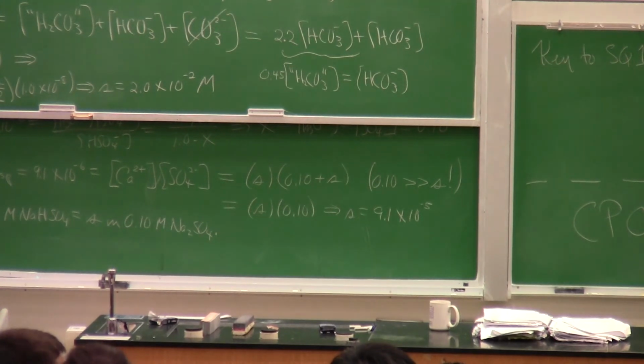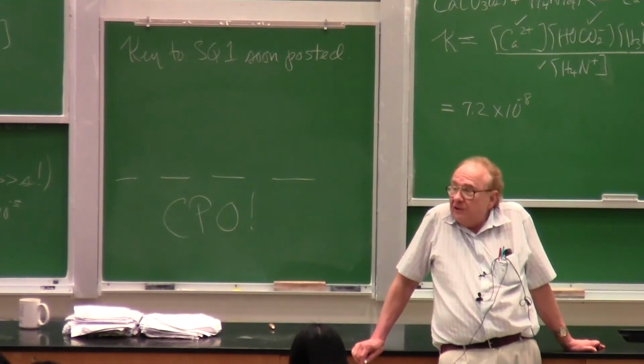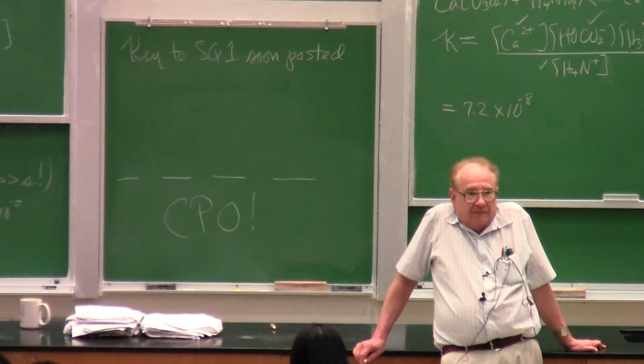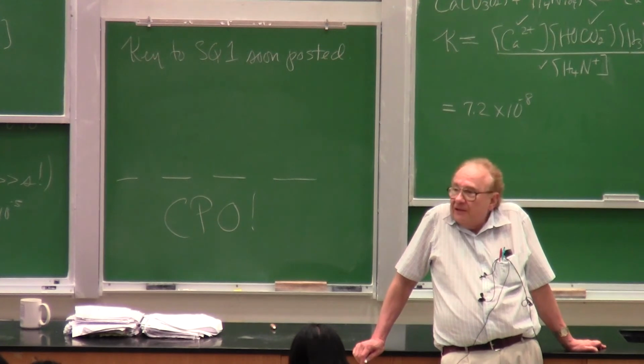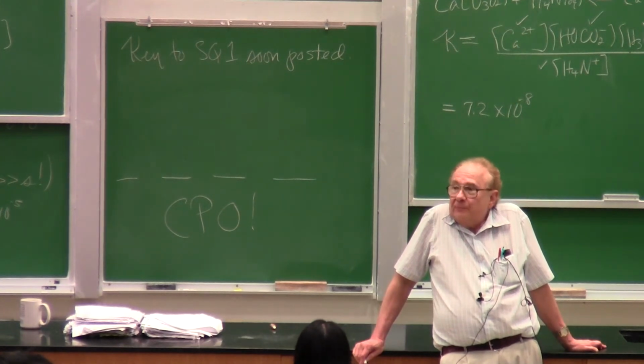Should be seeing 4.5 times 10 to minus 7, that's hydrated CO2, versus 5.6 times 10 to minus 10 for ammonium ion, right? So hydrated CO2 is a lot stronger acid. Upshot.